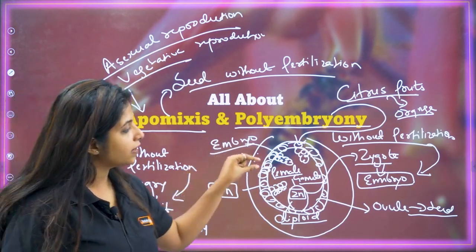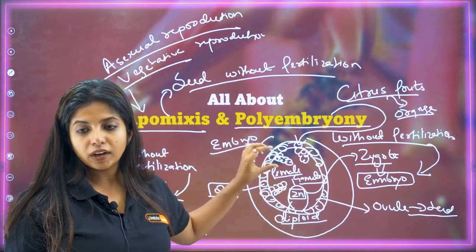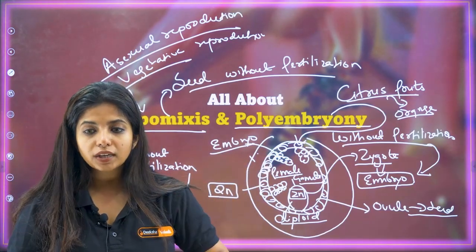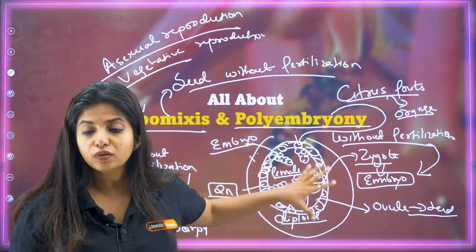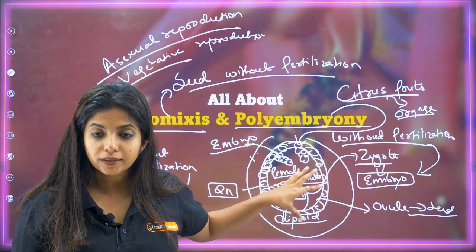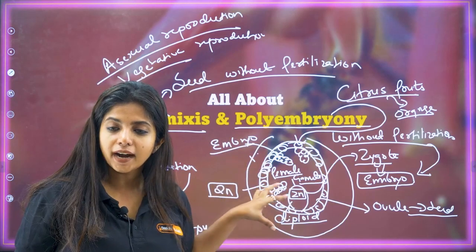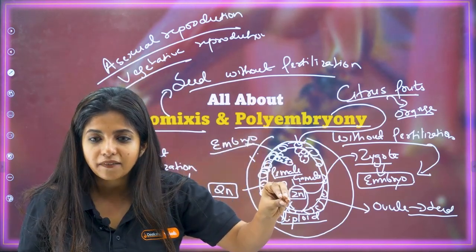Yes. And whatever plant is good, the embryo that is formed, don't you think the plant formed would be exactly like this particular plant over here, which has the female gamete? Yes. So whatever good feature it had, the same feature the baby would be having, right?